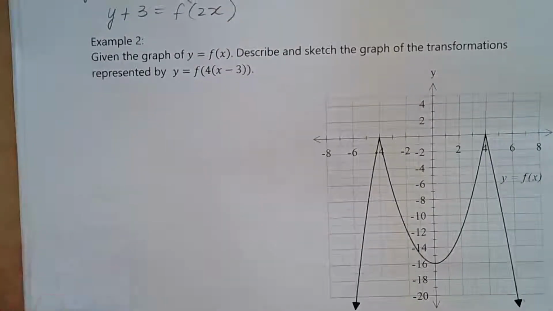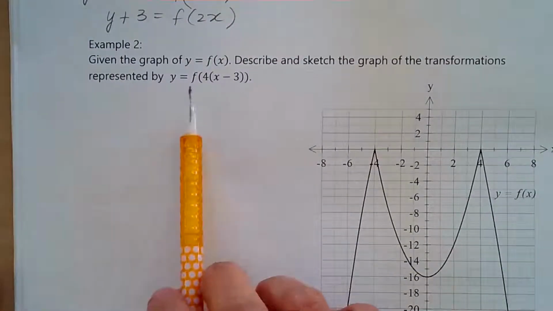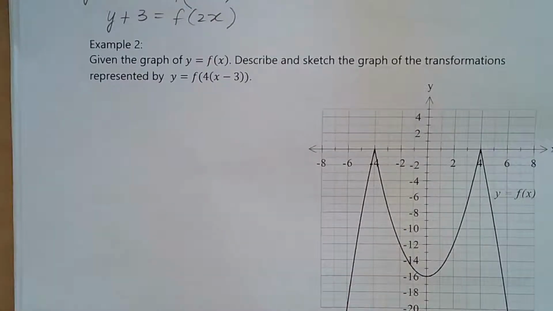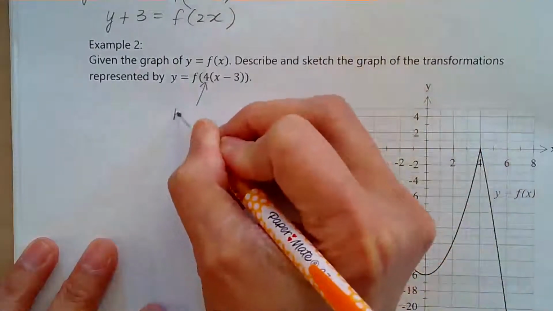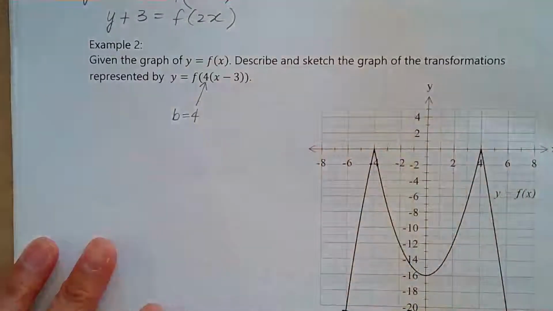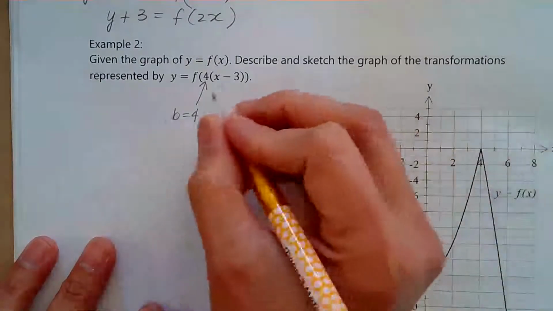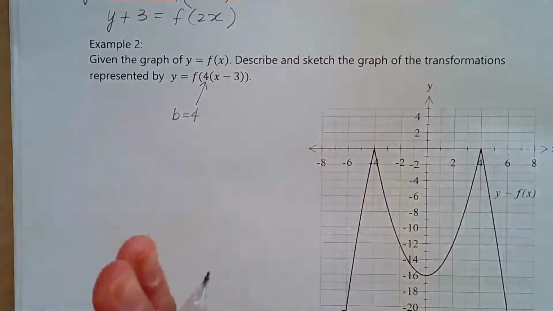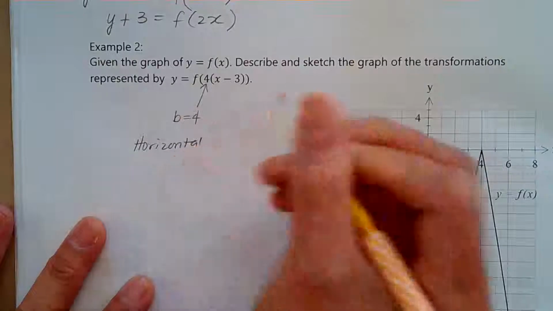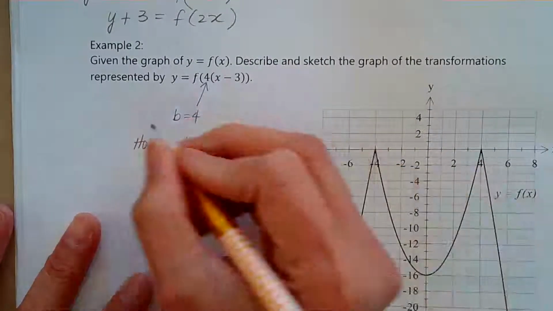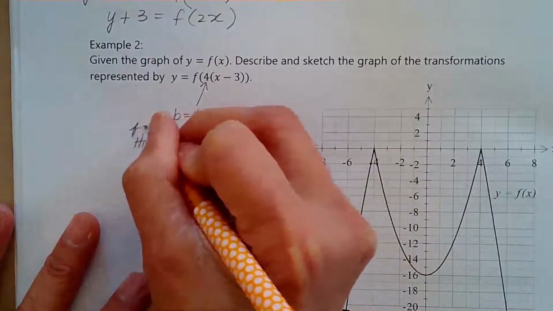Oh, this is going to be, tell me what's going on in this picture or in this equation. Okay, I'll point something. The 4. So the b is equals to 4. The factor of a fourth. Yes, yeah. So factor of 1/4, and it's affecting what? Horizontal. So this is going to be a horizontal.